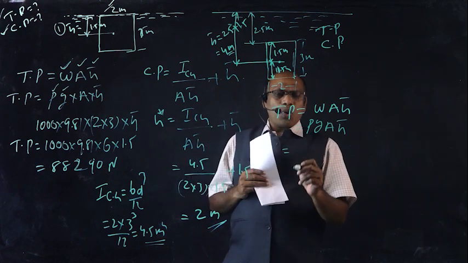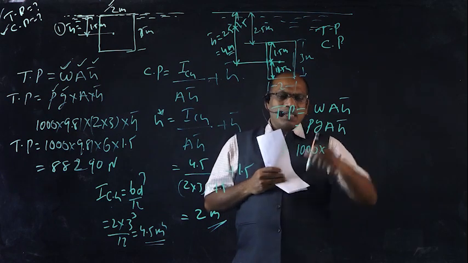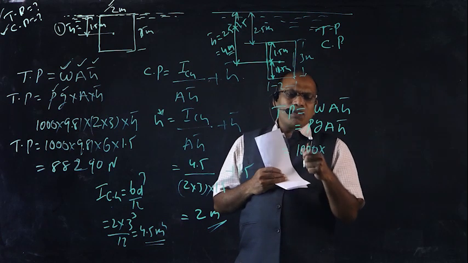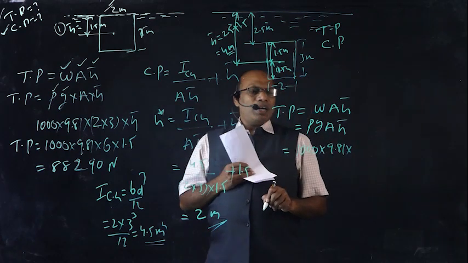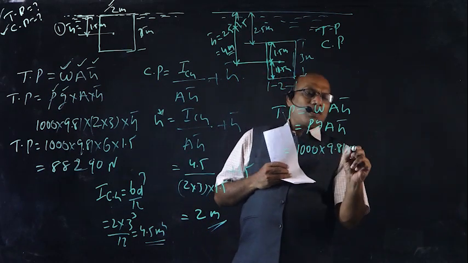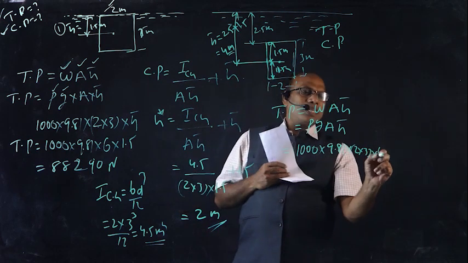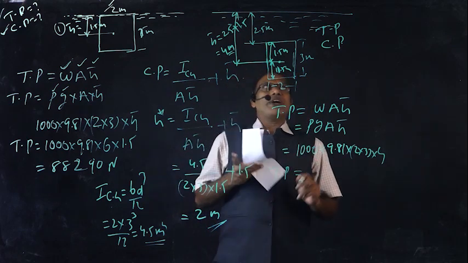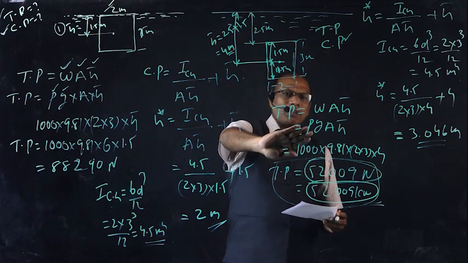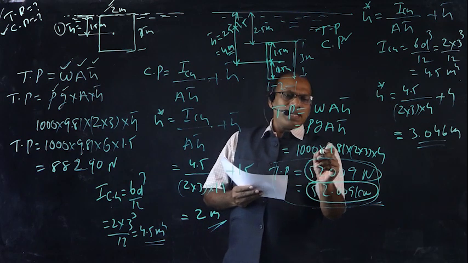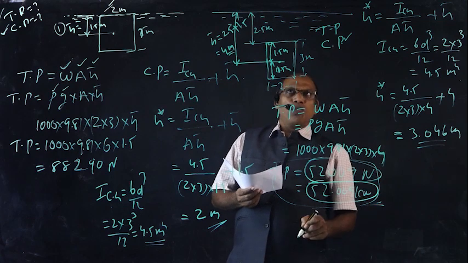Rho is nothing but 1000 kg per meter cube, because this is water. The body is immersed in the water, therefore rho is equal to 1000 kg per meter cube. G is nothing but 9.81, into area, that is 2 into 3, into H bar, which is 4 meters. Therefore, the total pressure or pressure force equals 1000 into 9.81 into 2 into 3 into H, H is nothing but 4 meters.